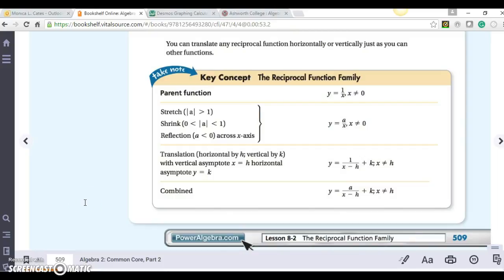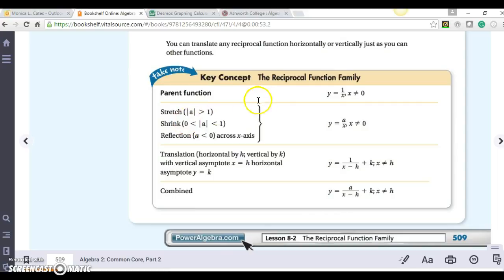Okay, we're still in lesson 8-8, the reciprocal function family, and we want to first look at the ways that we can transform our reciprocal function. So this is a really good box to keep in mind. It's on page 509, and we know that the parent function is y equals 1 over x, where x cannot equal 0.